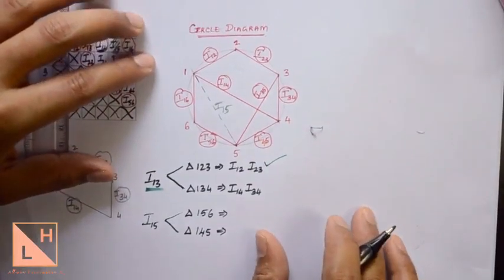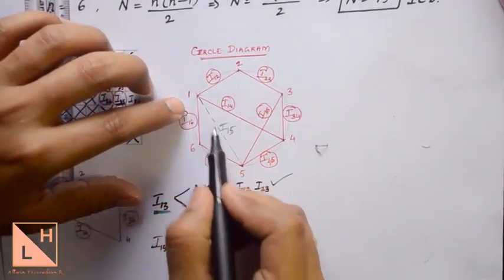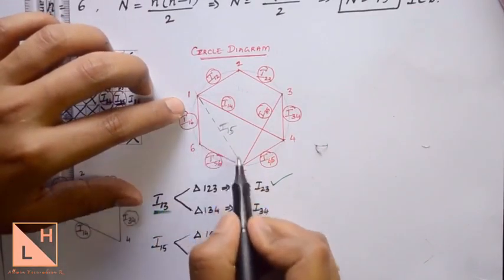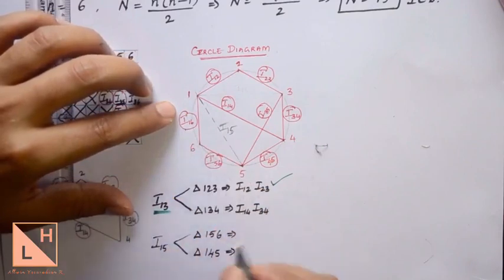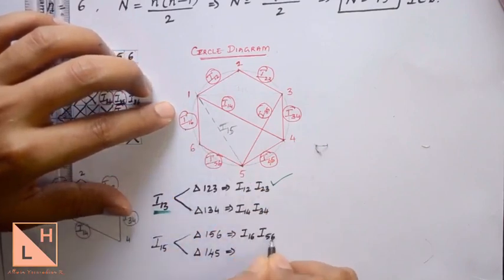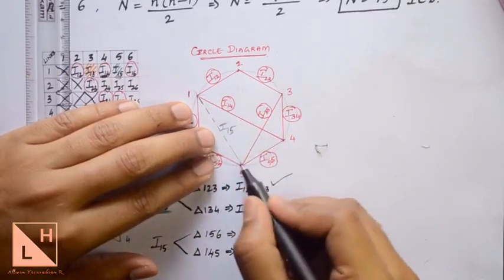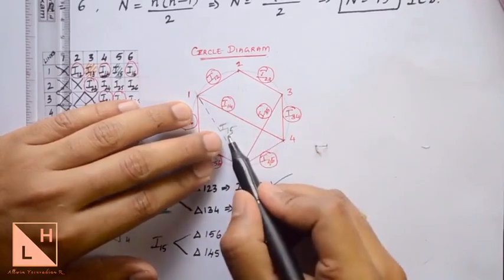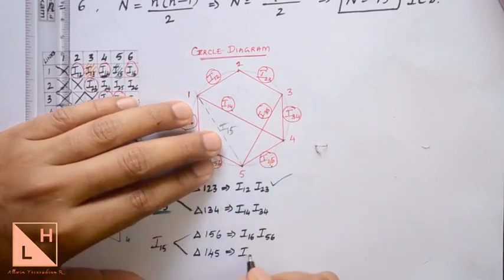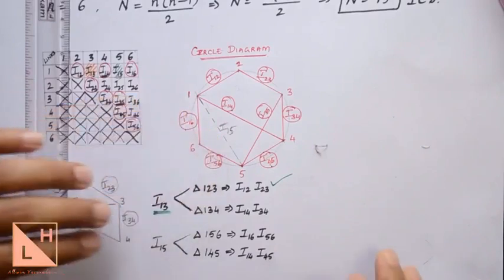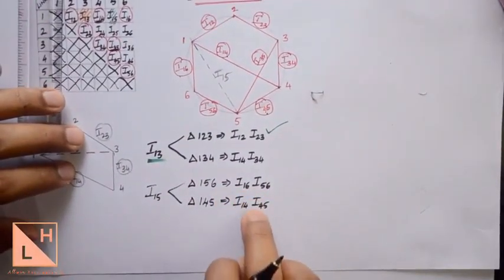Now see which are the ICs that fall for these two triangles. If I select I56, apart from I15, the remaining two edges are I16 and I56. If you select the other triangle 145, apart from I15, the remaining two edges are I14 and I45. Right? Now try to identify these ICs and join them and extend them.